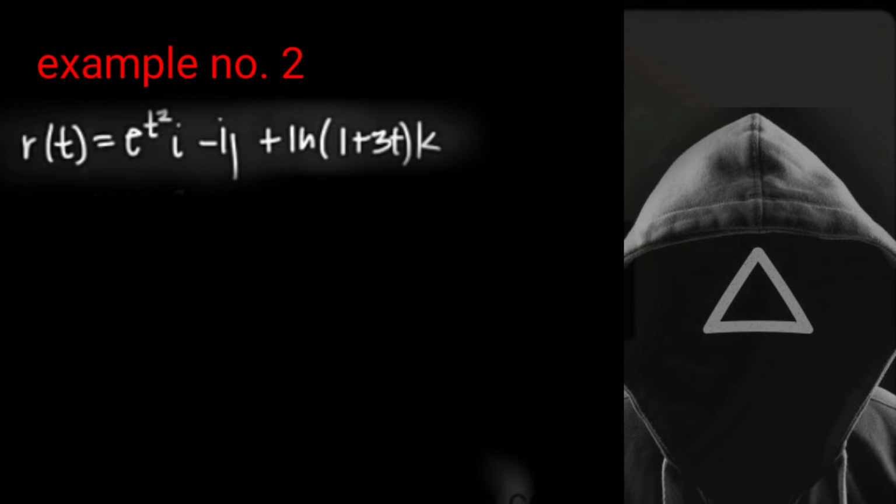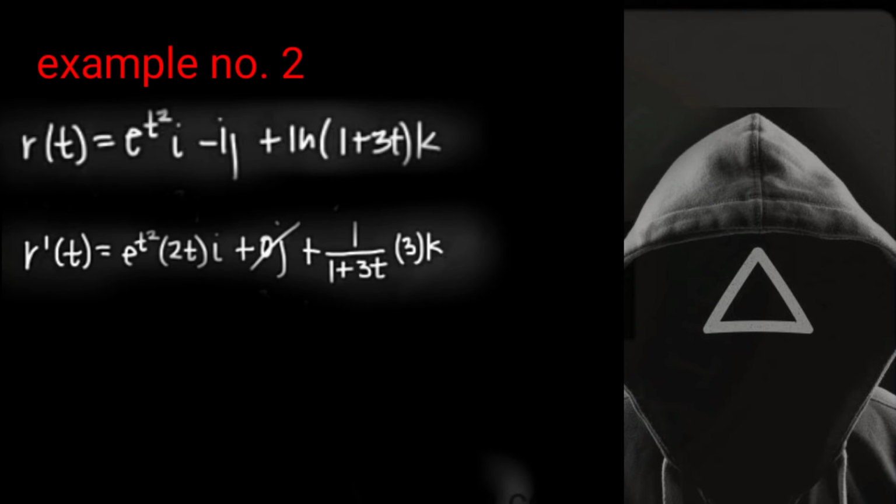This is another example of the derivative of a vector valued function. v(t) equals e to the t squared vector i minus 1 vector j plus ln(1 plus 3t) vector k. The derivative of t squared is equal to 2t. i, j, k are going to stay in their positions. They are attached to the coefficients. So for j, the derivative is 0 because this is a constant.